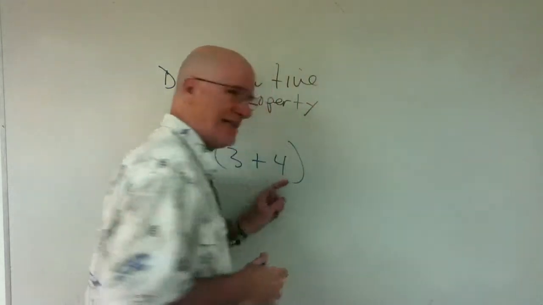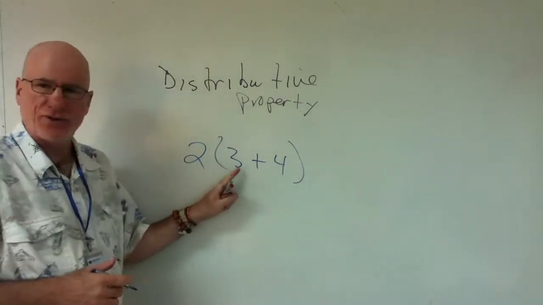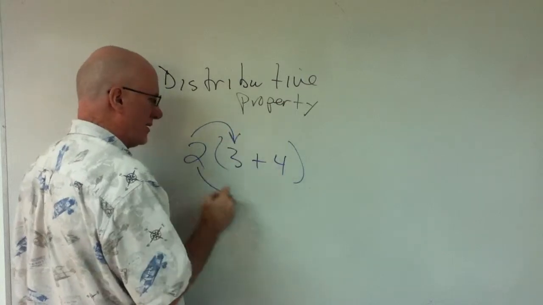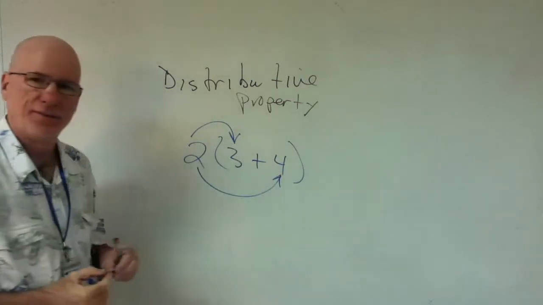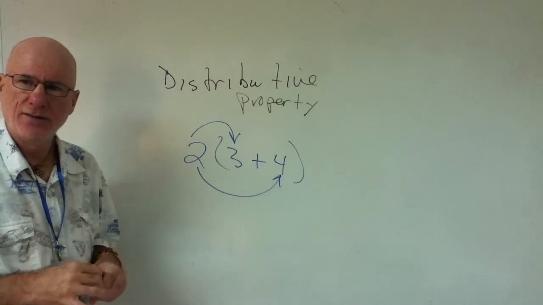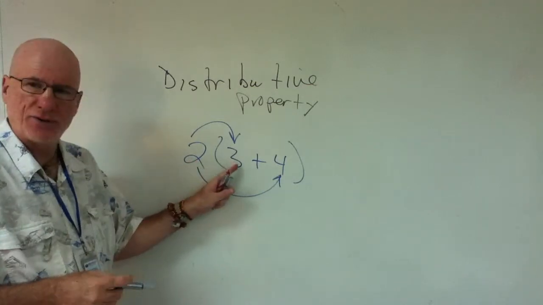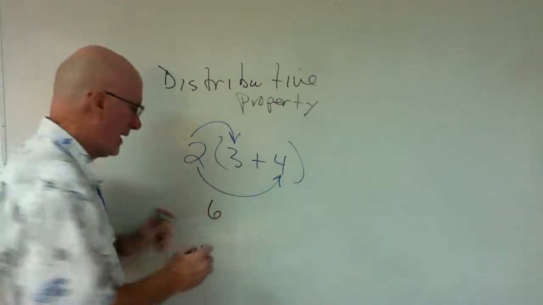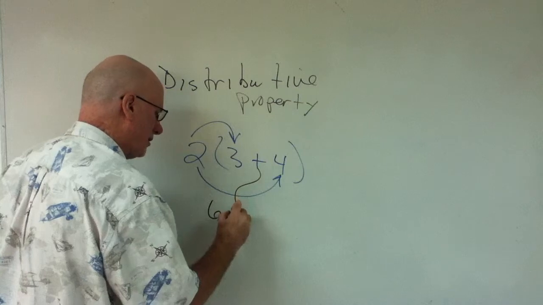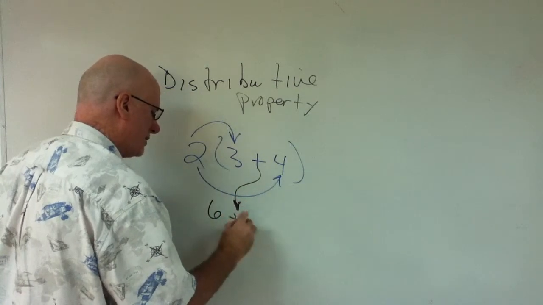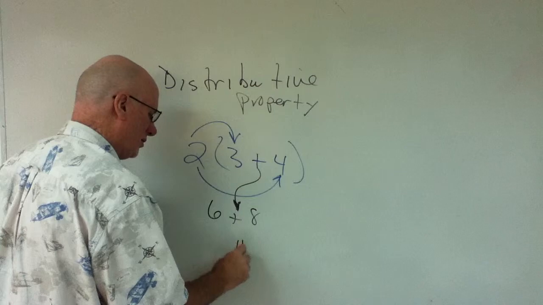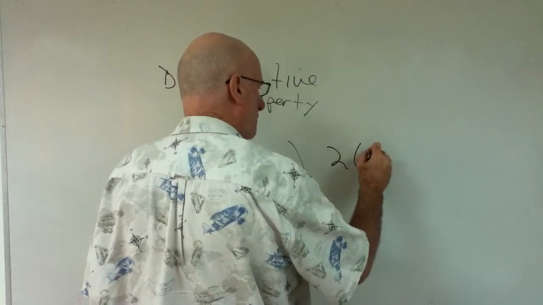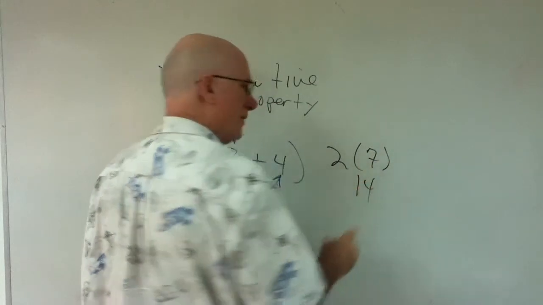But we're going to do this in pieces. We're going to say 2 times 3, and then 2 times 4. What is 2 times 3? 6. What is 2 times 4? 8. Bring down the plus sign. 6 plus 8 equals 14. Or we could just say 2 times 7, 14. Easy? Yes.